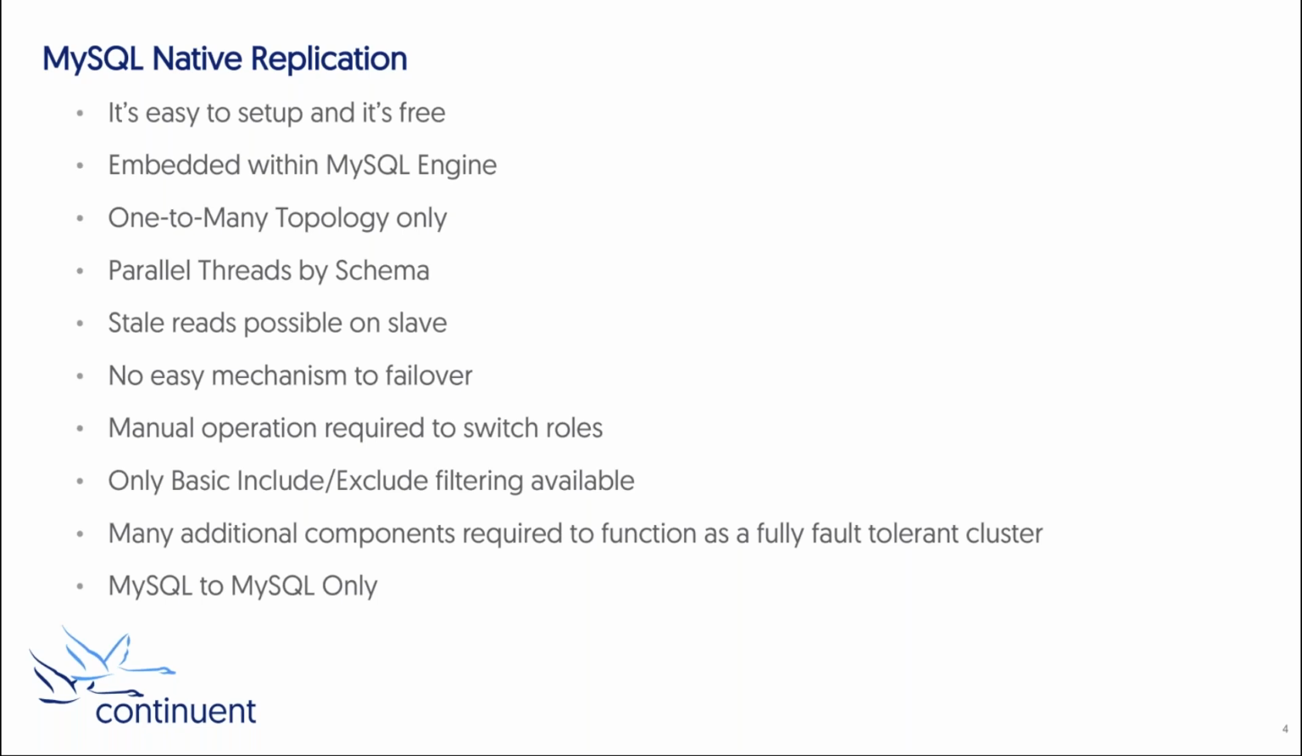Now, it's very simple to add more slaves to replication. MySQL dump, export, import, set the master and start positions, and away you go. And you can also chain slaves. However, you can only set up what we call a one-to-many topology. So one master, many slaves. One slave cannot have multiple masters.